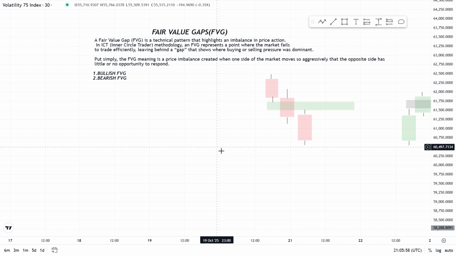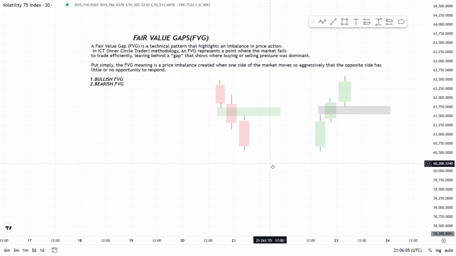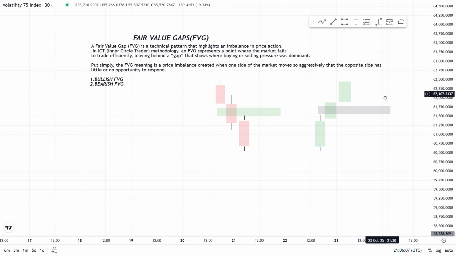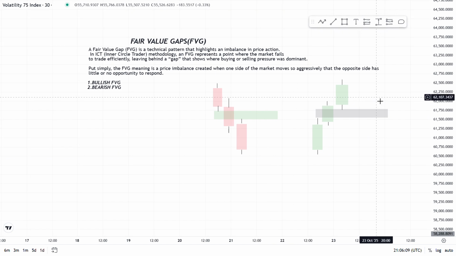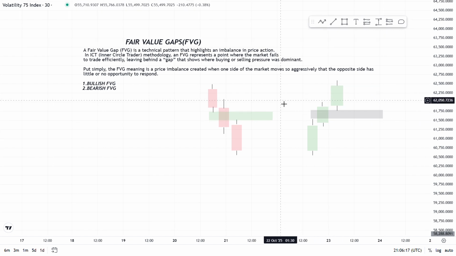So we basically have two types of fair value gaps. We have the bullish fair value gaps and we have the bearish fair value gaps. So I drew out some perfect examples right here, right? So what are the key things you look out for when you are looking for a fair value gap in your chart, right? First thing is, you can write this down if you have to, right? First thing you look out for is the first candle, right? The first candle is very important.